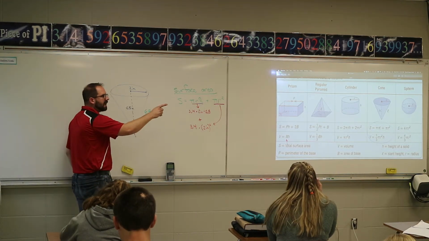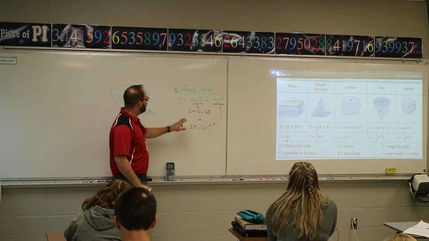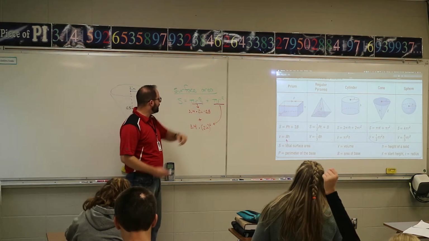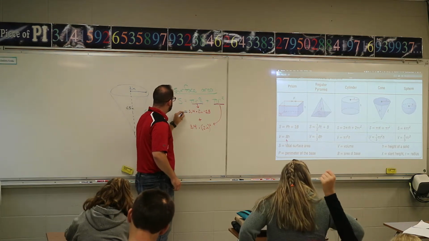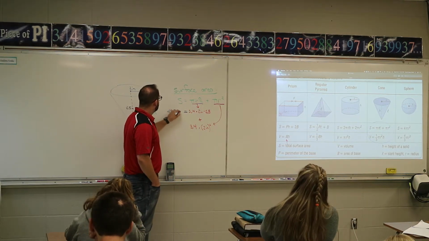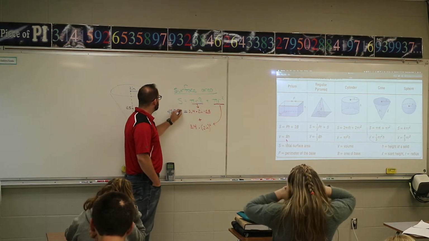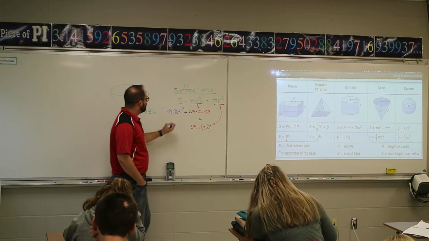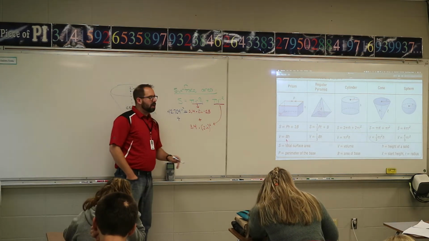Now, can somebody do the top number for me? Can somebody take 3.14 times 2, and then times 6.8, and tell me what that number is? 42.704. Okay. And that's in inches, so that's inches squared. Okay? And somebody do the bottom one.